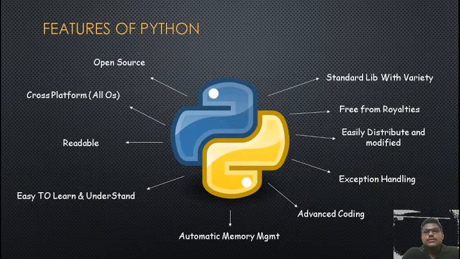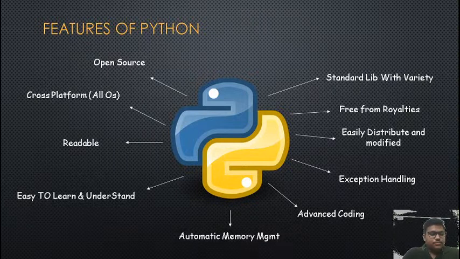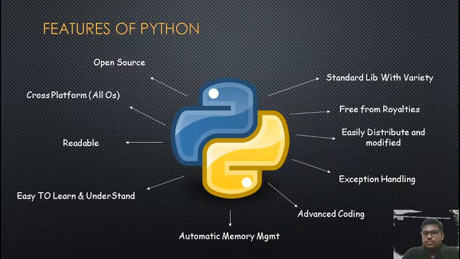Exception means errors, which you will see in the further topics as well. Then you can do advanced coding. As I said, you can do website development and all. Then you have automatic memory management. Now you can use Python to basically automate your memory storage capacities.